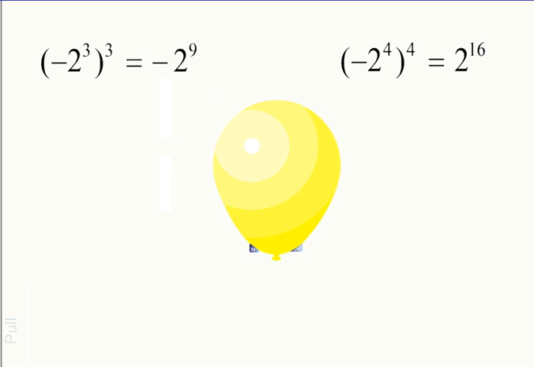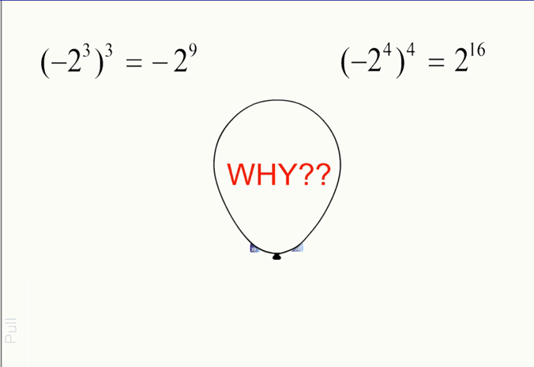Now I know at this point your mind's going a little crazy, so I just want you to watch this last one just to kind of get an idea about what we were talking about earlier about positives and negatives. Now, here I gave you two examples. Negative 2 to the third raised to the third power, that's going to equal negative 2 to the ninth. This one, negative 2 to the fourth power, and I'm telling you that this is positive 2 to the 16th. Boom. Why? Why does that happen?